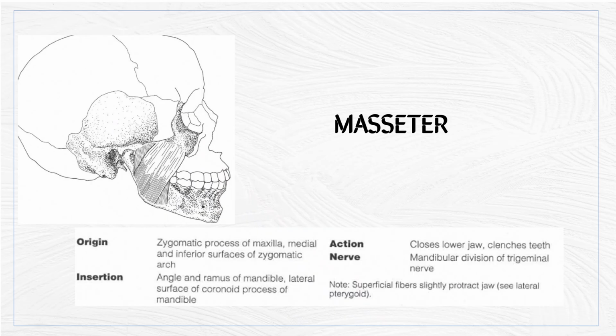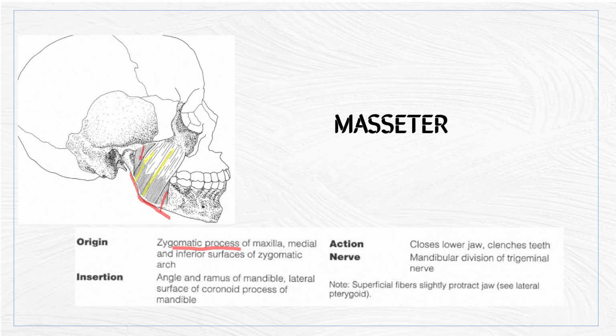Then the next muscle is masseter. Masseter has two heads. One is the superficial head, and the other one is the deep head. This red color is the deep head. Both heads have their origin from the zygomatic process of maxilla, and the medial and inferior surfaces of zygomatic arch, and they get inserted into the angle and ramus of the mandible here. Both heads.